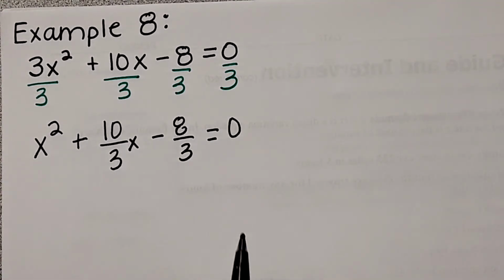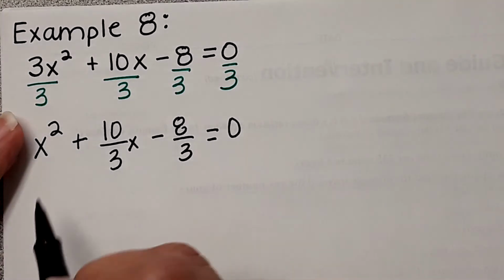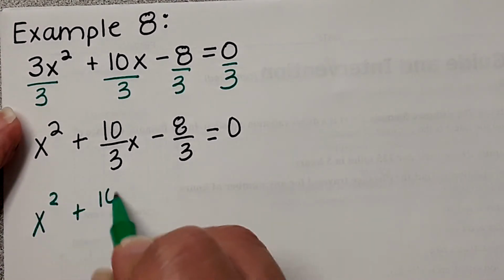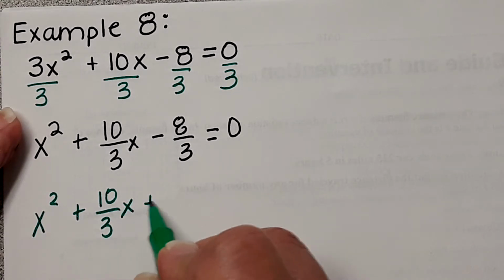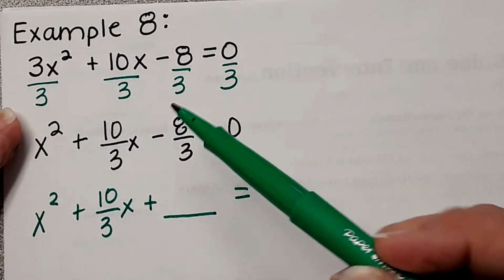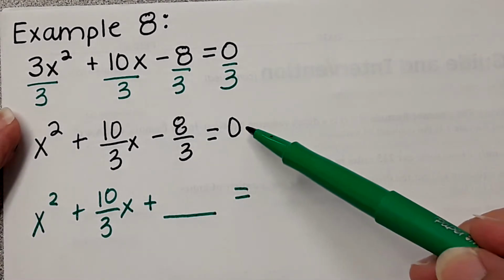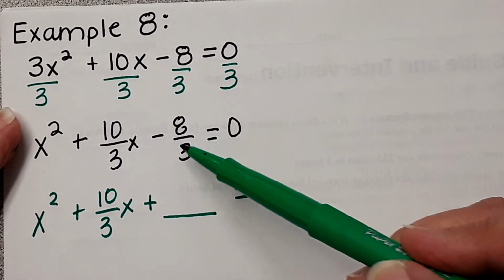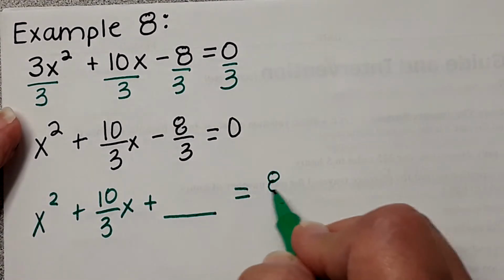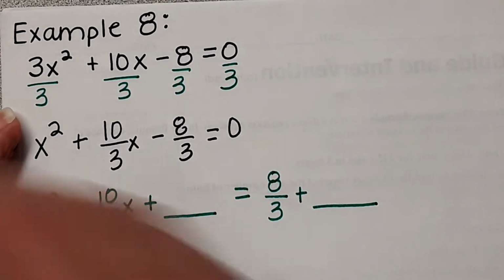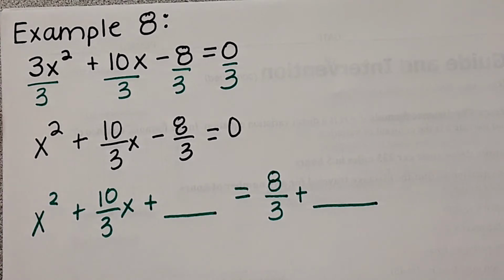So what we need to do is get it into our completing the square form. So we're going to rewrite it. I'm going to have x squared plus 10/3 x plus a blank equals, well, I need to move this 8/3 from this side of the equation to this side. So if it was negative on this side, when I move it, it becomes positive. And now I need to figure out what's in the blank, okay? And I am encouraging you to use your calculators.